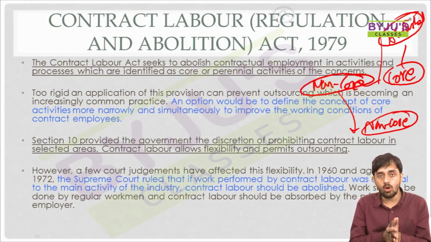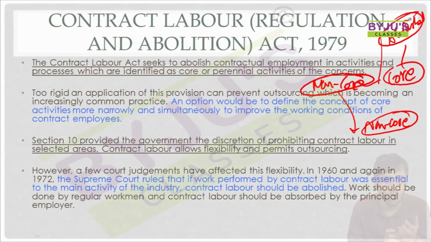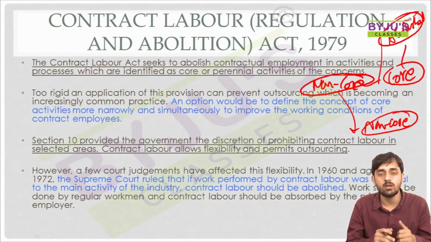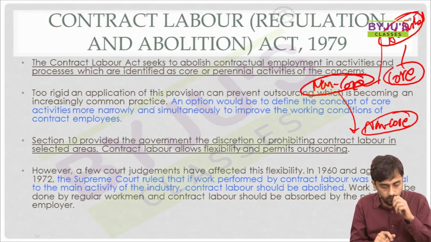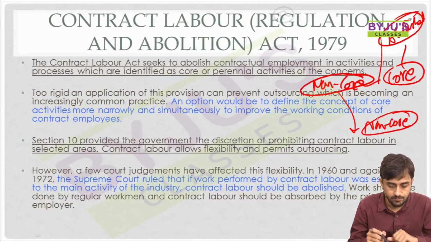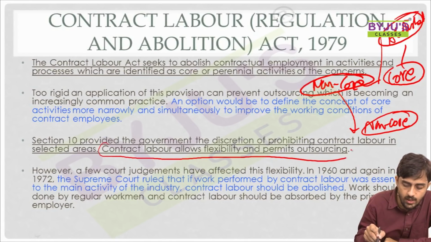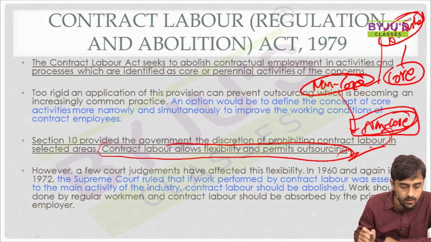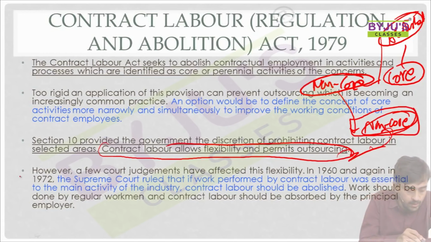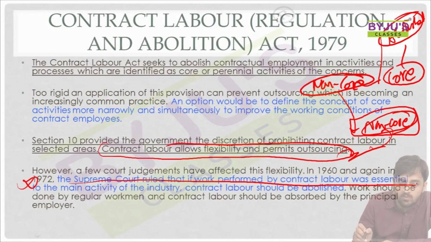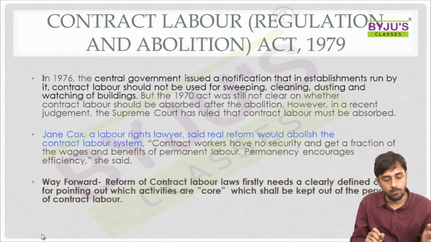So it is with respect to non-core activities only that the Contract Labor Regulation and Abolition Act 1979 actually allows the employment of contractual workers. However, what we need to understand is that the contract labor law allows flexibility and permits outsourcing, and this outsourcing should be limited only to the non-core activities. That is why, as the Supreme Court has pointed out, if work performed by a contract labor can be termed as a core activity, then such employment of contractual labor will be illegal and invalid in the eyes of law.